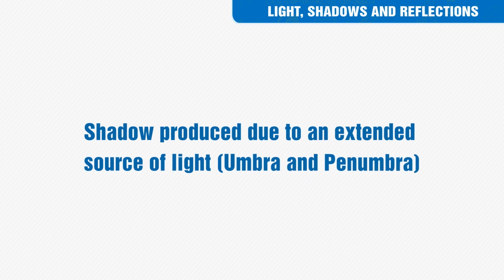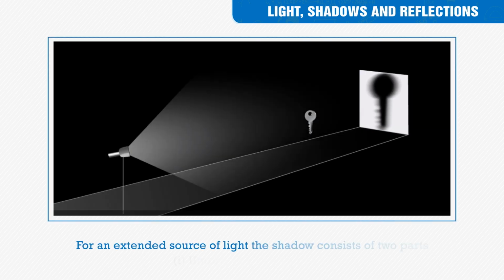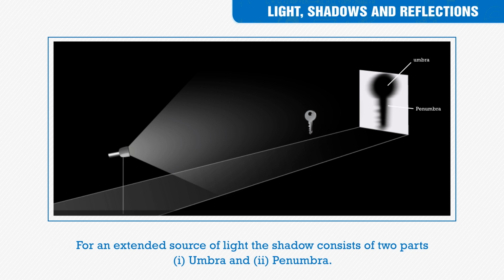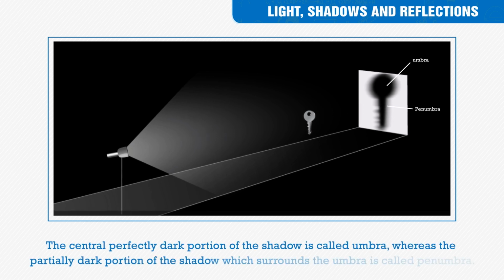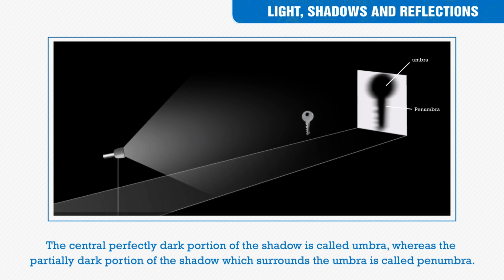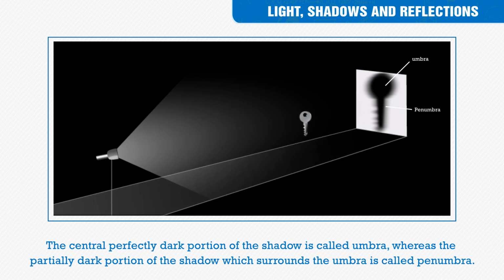Shadow produced due to an extended source of light, umbra and penumbra. For an extended source of light, the shadow consists of two parts: 1. Umbra and 2. Penumbra. The central, perfectly dark portion of the shadow is called umbra, whereas the partially dark portion of the shadow which surrounds the umbra is called penumbra.